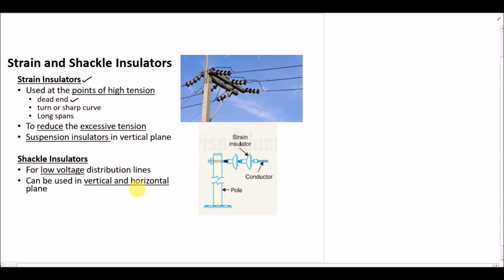Then we have shackle insulators. They are usually used for low voltage distribution lines, and they can be used in both vertical and horizontal planes, but they are now obsolete, and we are not using shackle insulators nowadays.